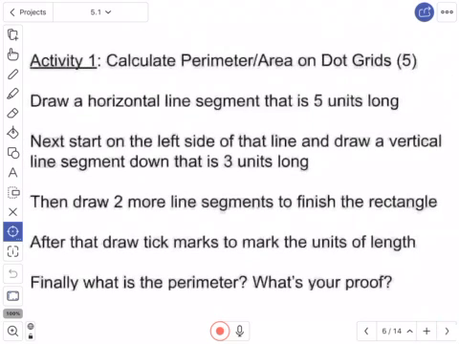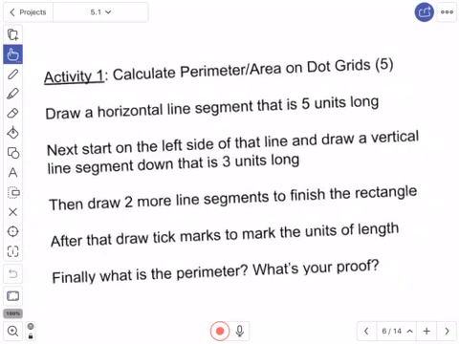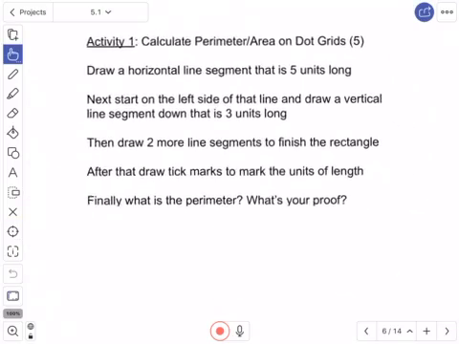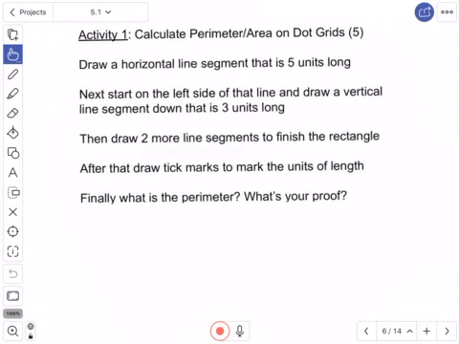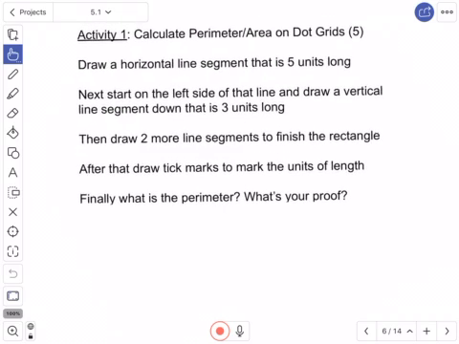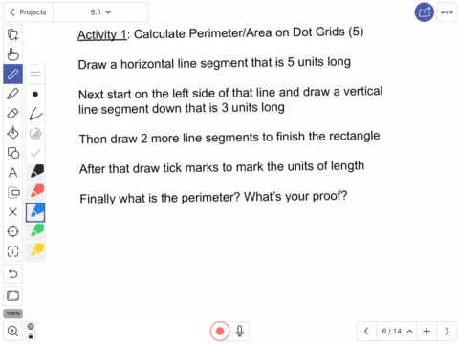Now we're going to do another activity. Again, you can do it on Notability, Explain Everything, Seesaw, or just watch me. You don't have to do anything here. That's more if you just want to do some more fun math practice. So I'm going to draw a horizontal line segment that is 5 units long. That's where I'm going to be using these dots. And horizontal is side to side. So 1, 2, 3, 4, 5. 5 units long.